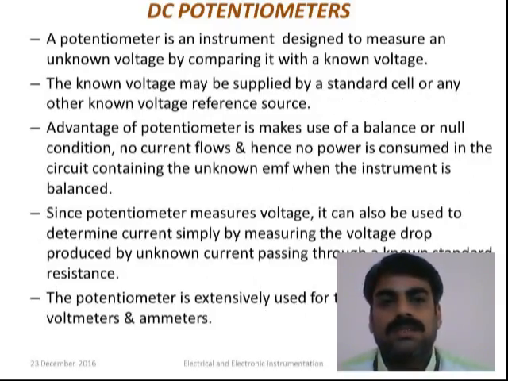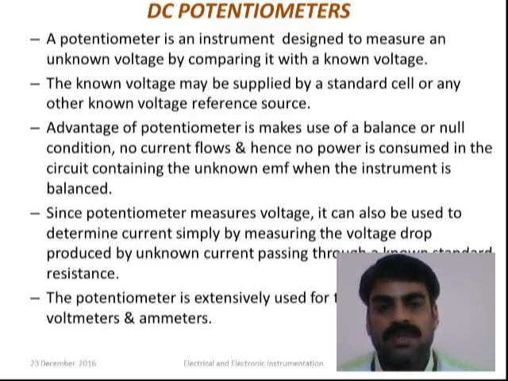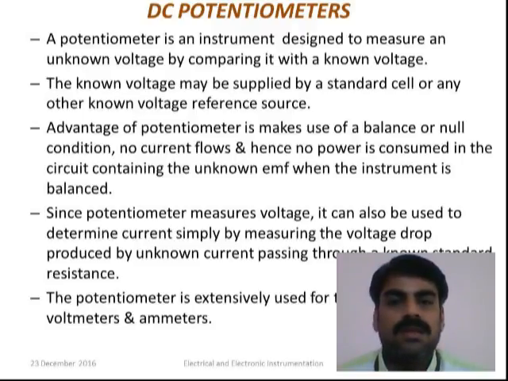Okay, now let us start with the next meter, that is the potentiometer. Potentiometers can be classified based on the source of supply, that is, either DC operated or AC operated. So based on that we have two broad categories: DC potentiometers and AC potentiometers. We will see them one by one.